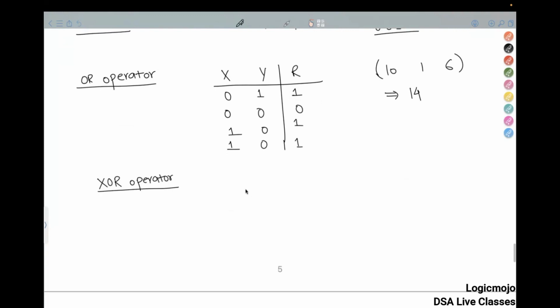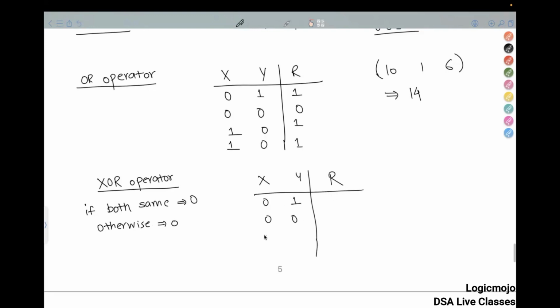The XOR operator tells you that if both bits are the same, then it is 0. Otherwise, can we draw the truth table for this? Yes, we can draw it simply with the logic that I've shared here. If both are the same, then it's 0. Both are same here, and both are same here. Otherwise, it is 1. Can you tell me the XOR of 10 and 6?